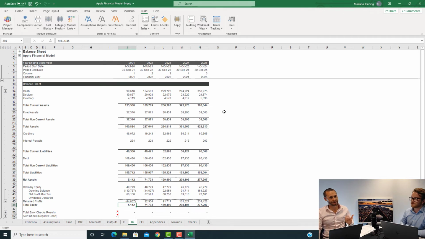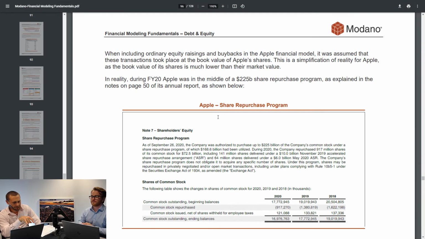Now, where things get interesting with ordinary equity is with regards to ordinary equity dividends. Ordinary equity dividends are obviously the return on capital to the shareholders of the business. Now, if you look at the share repurchase program, I've got this on my screen now. This is where it gets interesting. Historically, Apple wasn't paying enormous dividends because it was cheaper and easier and more tax effective for it to buy back stock, particularly when the share price was half what it is now.